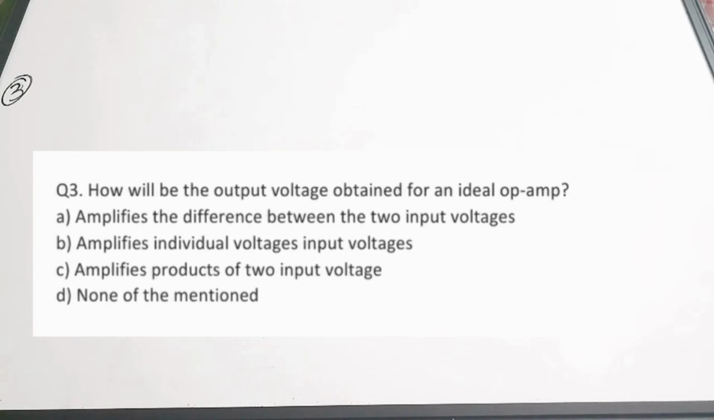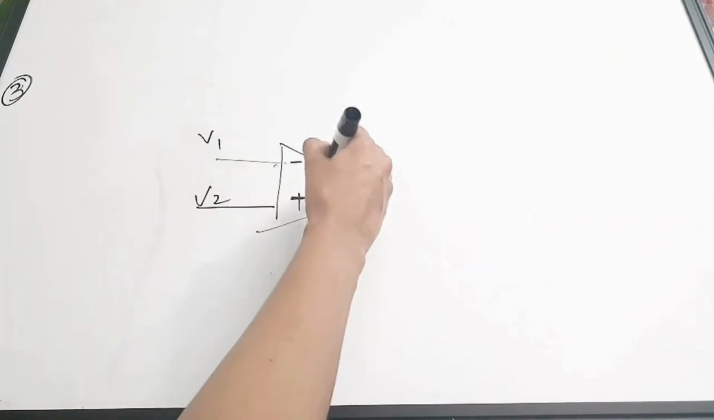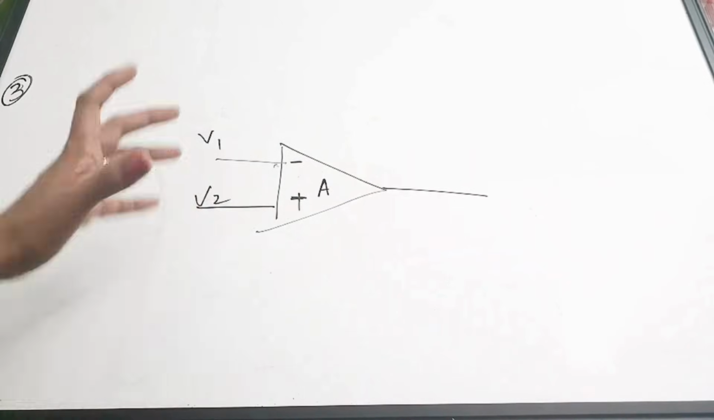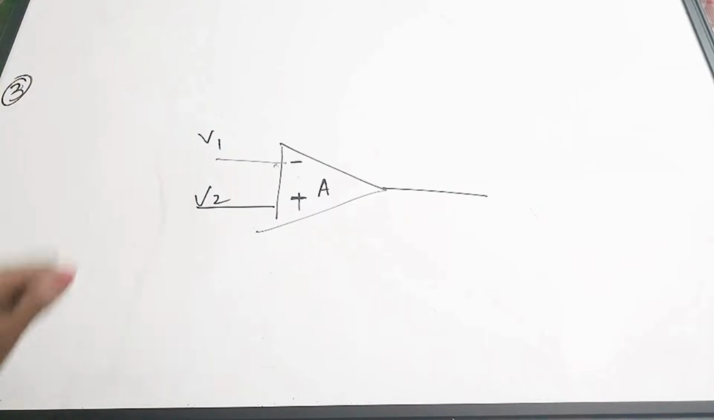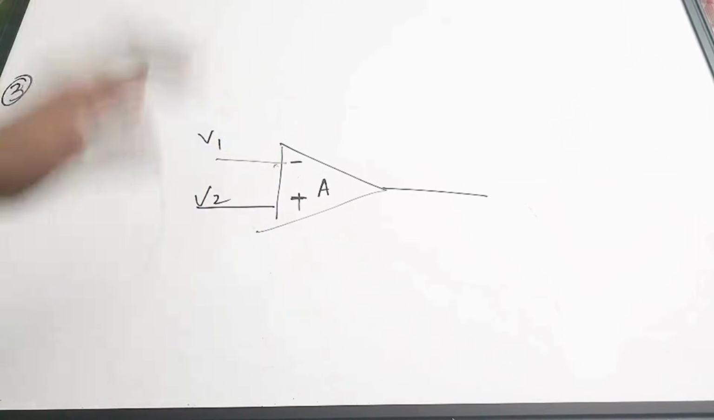So this op-amp, we also call it a differential amplifier. It is taking the difference between the inputs. If you draw the structure of an op-amp, there is an inverting terminal and a non-inverting terminal, and we apply two voltages to these terminals, and there will be some gain of the op-amp. So what it does is take the difference. The op-amp is always interested in the differential mode. It is not interested in the common mode. So it takes the difference between these two voltages and then amplifies it.